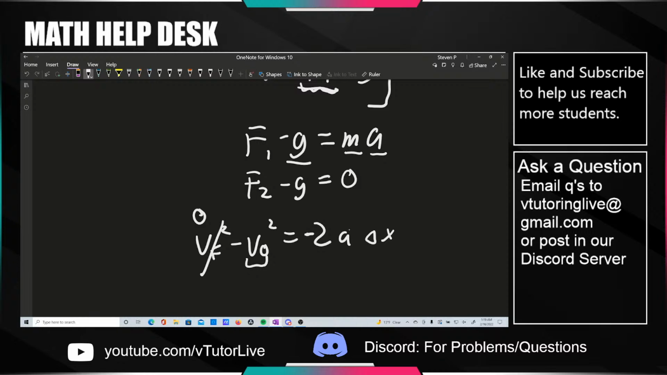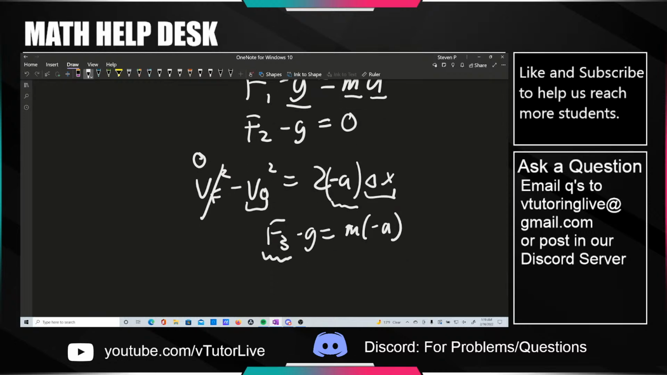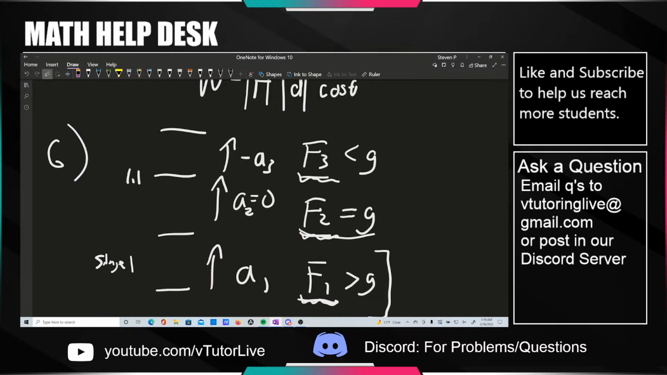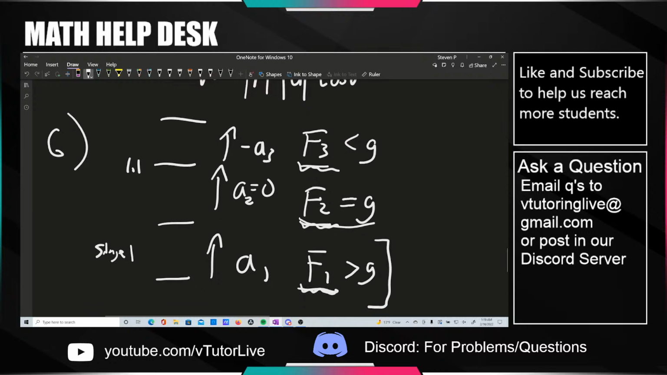And I guess the acceleration is negative. Maybe let's write it like this. And we know the delta x as well, so you can solve for acceleration. And then you can do F3 minus G is equal to mass times that negative acceleration. Solve for F3, and depending on whether your answer is positive or negative, that means that, okay, if it's positive but smaller than G, it's still trying to push you upwards, and it's just losing against gravity. But it could also be negative, in which case it's helping gravity to slow you down, right?